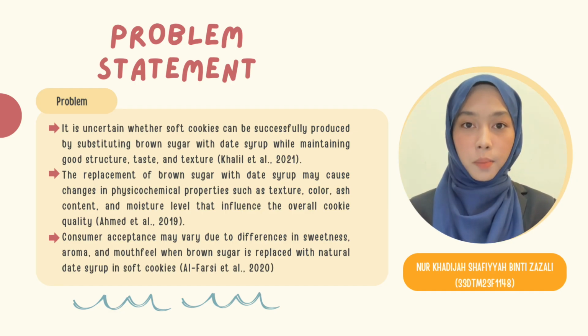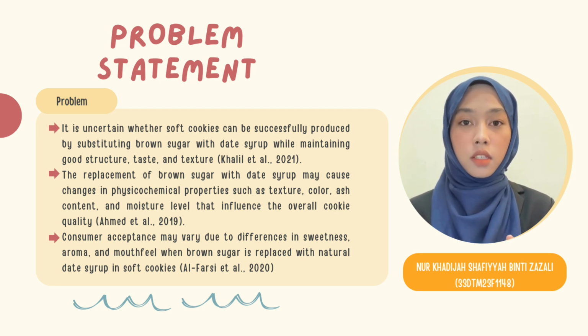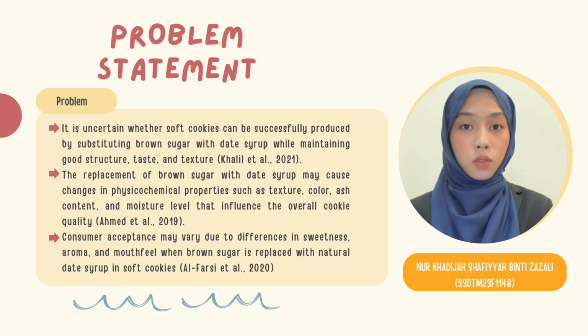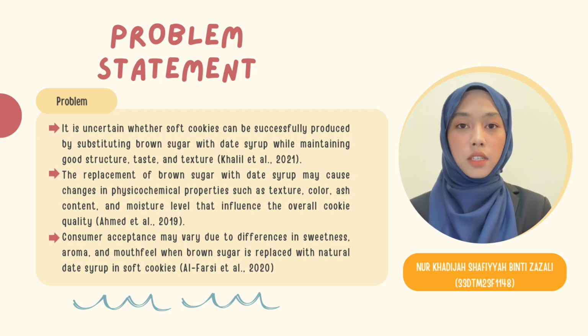The problem statement is based on the question: can soft cookies still be made successfully when we replace brown sugar with date syrup? It is uncertain whether this change can maintain good structure, taste, and texture. This substitution may also cause changes in color, moisture, and ash content, which can influence the overall cookie quality. Besides that, consumer acceptance may vary due to the different sweetness and aroma when using natural date syrup.